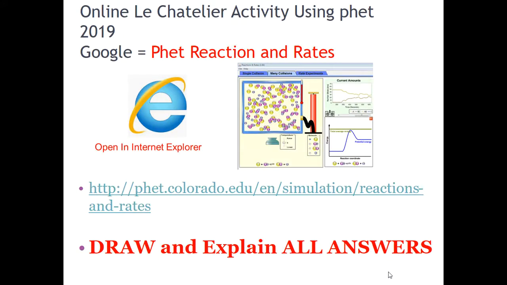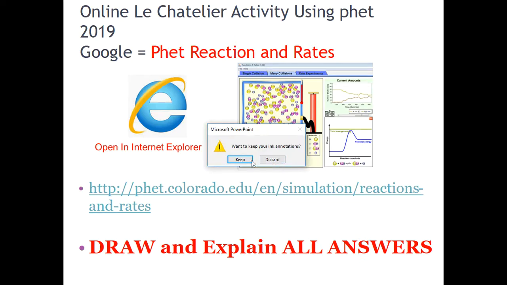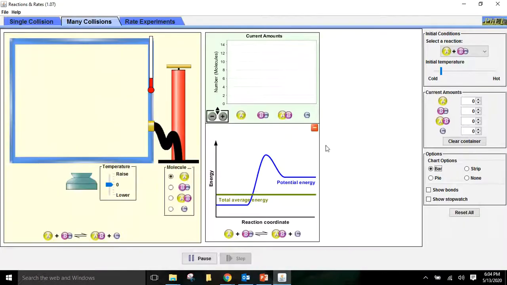Now, we're going to explore this, and you're going to explore it on your own using this beautiful PhET simulation that we explored a little bit when we looked at equilibrium. Now it's the time when it really shines, because you can monkey with reactions and make them do what you want. So let's show you how you do that. If I look at this, what I'm going to do is go to the many collisions part of it. And you can see that I've got it set up.